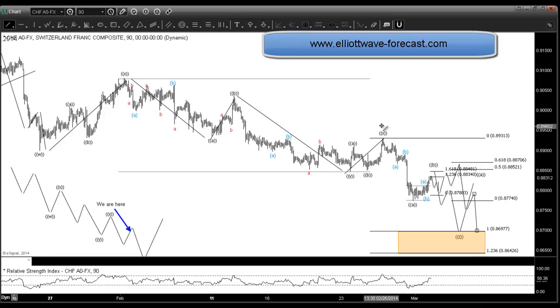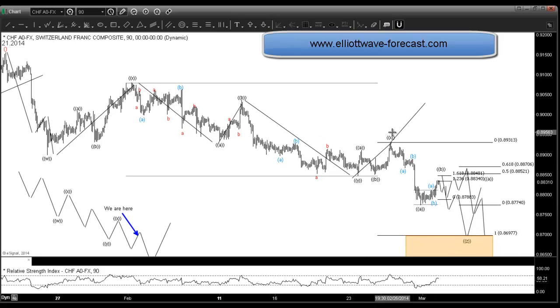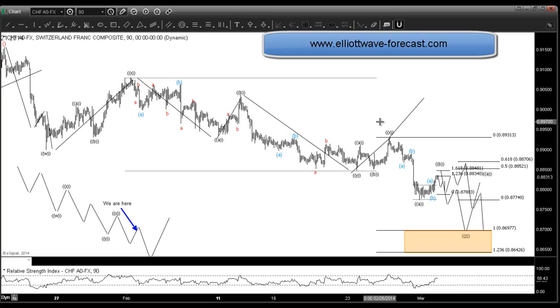So this view remains valid as far as price stays below this level here, or the pivot at this high remains intact in our proprietary system. So as far as that's the case, we like the short side here in the pair, and we do not like buying the pair. And that's our preferred view in USD Swiss.